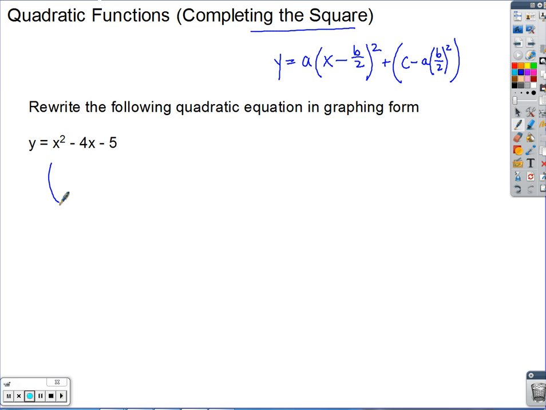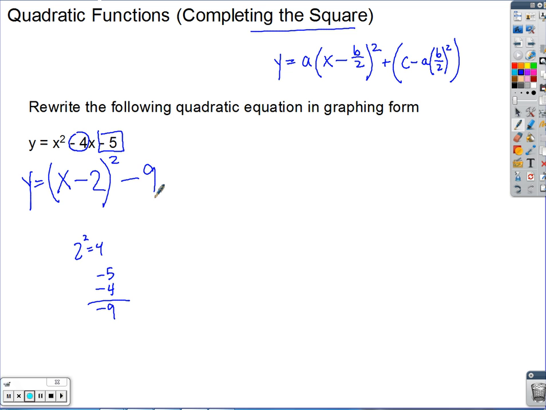So in short, though, because some of you are getting pretty good at this, the process is to divide this number by 2. So negative 4 divided by 2 is negative 2. And then you square the negative 2. Okay, so 2 squared is 4. But I don't want 4. I want negative 5. So I just do negative 5 minus 4, and I get negative 9, which becomes my k value. So the graphing form there would be y equals x minus 2 squared minus 9. Remember all the things that tells us. Vertex.